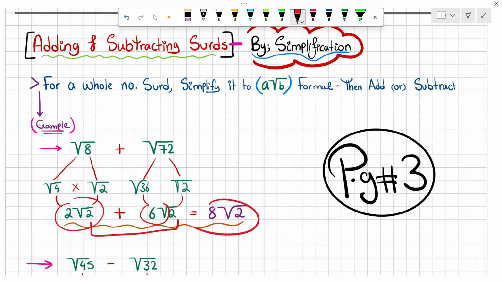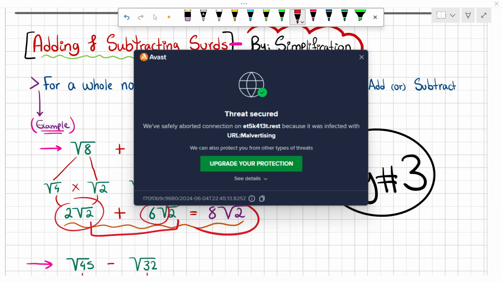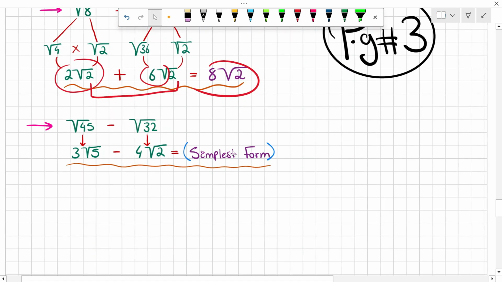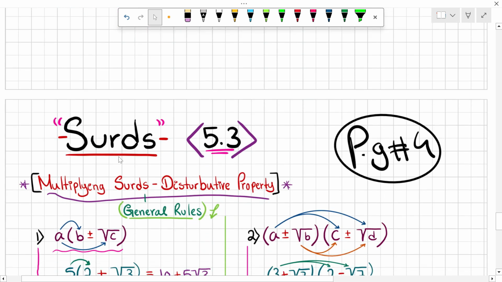It's somewhat like fractions, where you have to make the denominator the same to perform addition or subtraction. In this case, if simplification is possible, then you try to make the bases of the roots the same by simplifying into a root b form. For subtraction, if you can just put it directly into the calculator, you're going to get root 45 is 3 root 5, root 32 is 4 root 2. This is already in simplest form because the root bases are not the same.